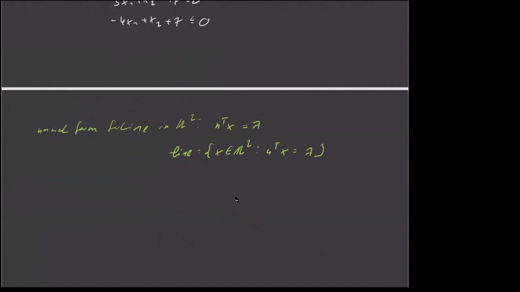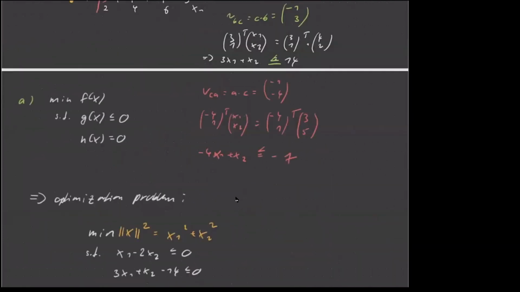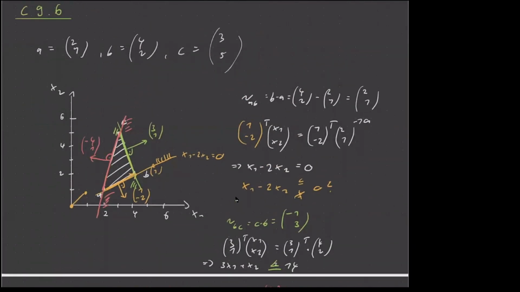Okay, so to determine lambda, just choose any point on the line and substitute that for x. Of course, you have to know n first, right? So that's the other problem here.